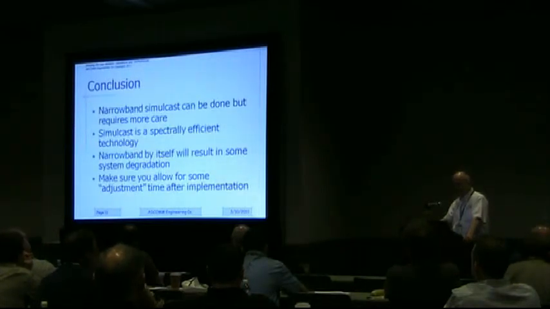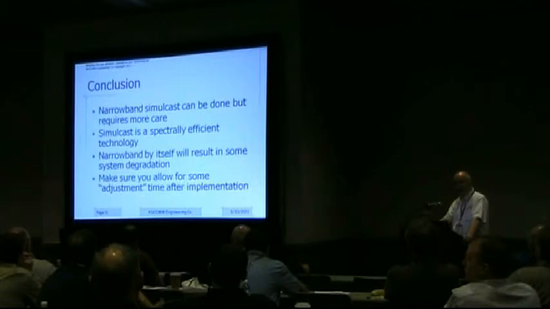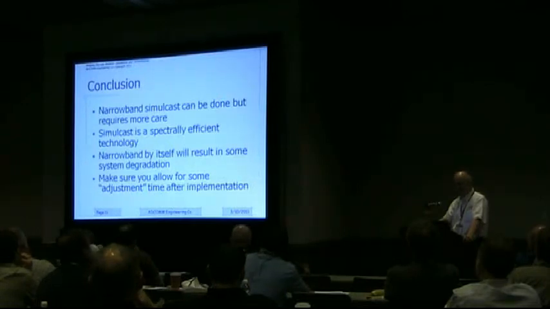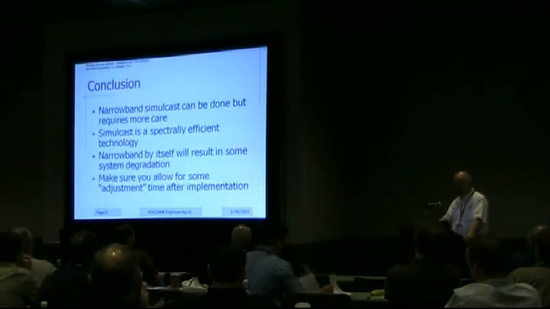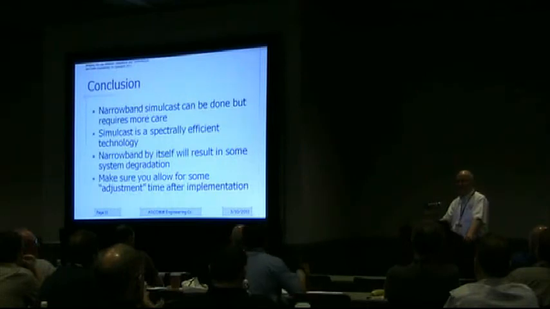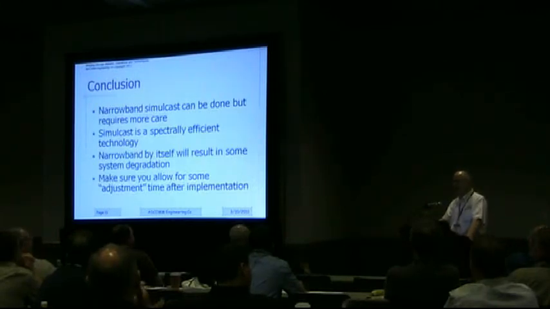Narrowband simulcast can be done, but it requires more care. Simulcast, again, is spectrally efficient, so if you don't have channels, sometimes you're forced into buying a more expensive technology. Narrowband by itself will result in some system degradation. Make sure when you're bidding or implementing a system that you allow some time for adjustment after implementation, maybe even some money in there for replacing antennas or things like that, because you just never know exactly how that is, especially bad at VHF.